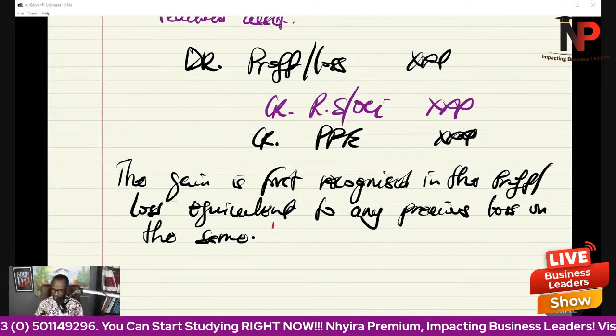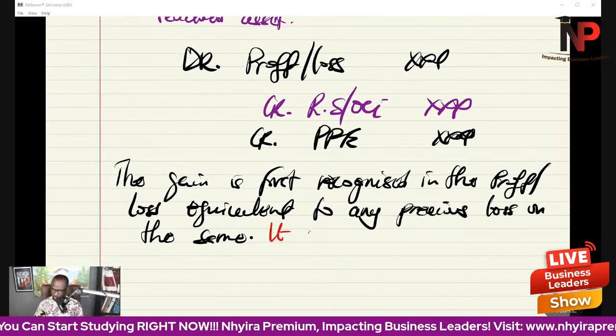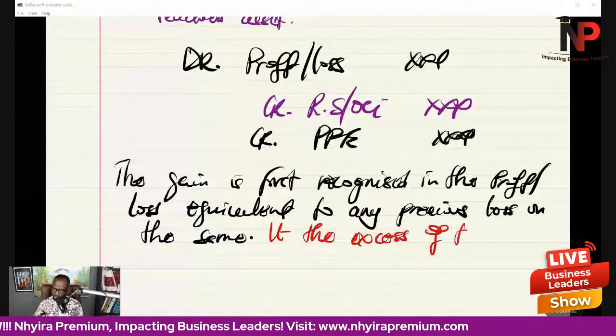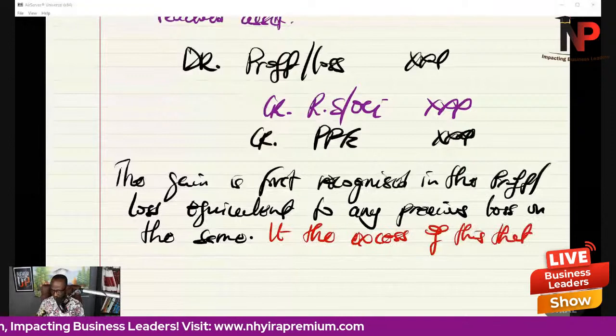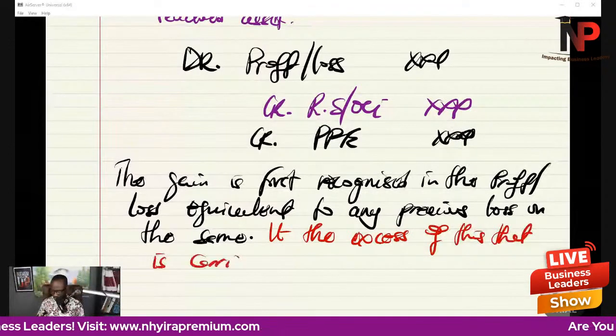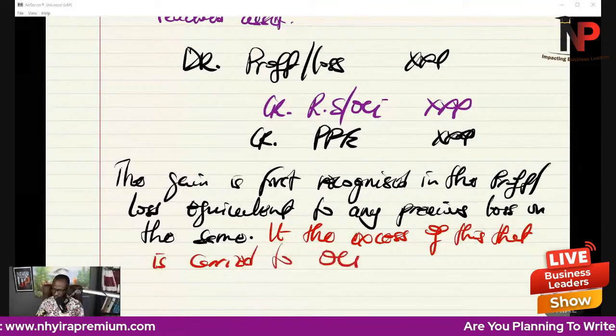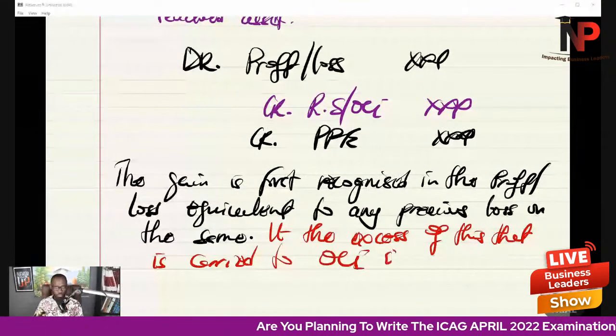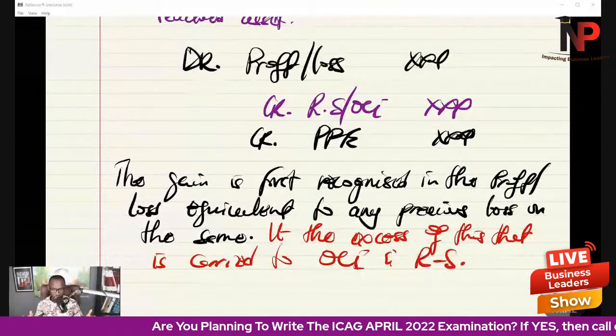It is the excess of this that is carried to other comprehensive income, OCI, and the revaluation surplus. Does that make sense? Are you following very well?